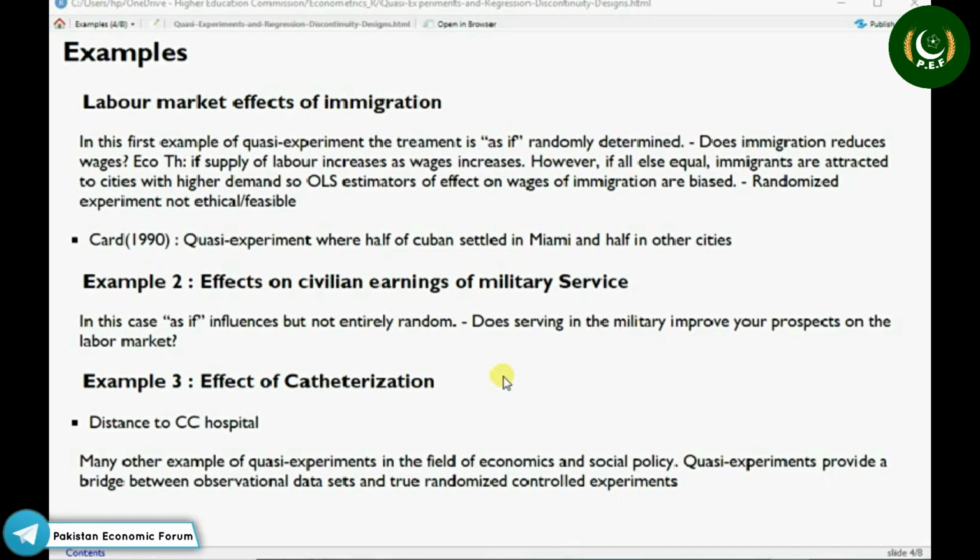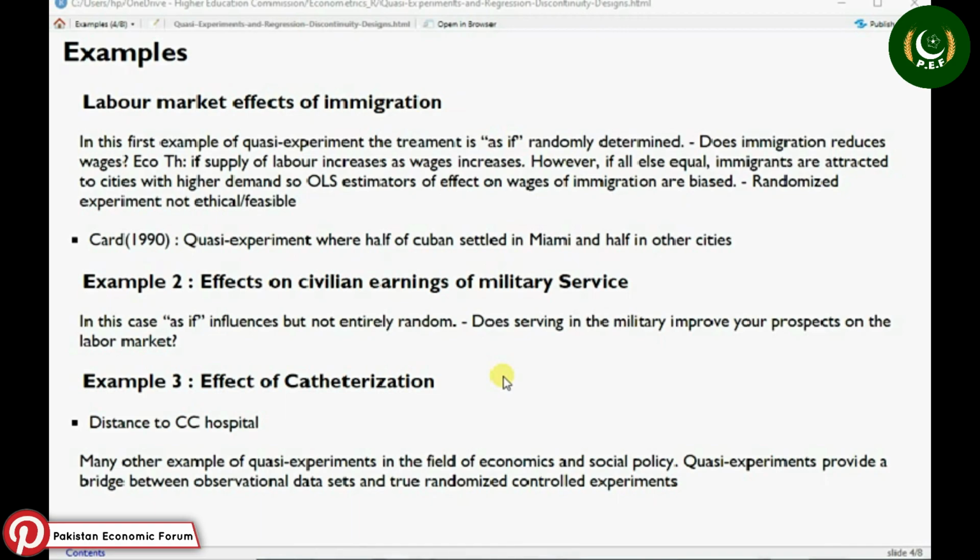In this first example of quasi-experiments, the treatment is as if randomly determined. Does immigration reduce wages? Economic theory suggests that as wages increase, labor supply increases. However, all else equal, immigrants will be attracted to cities with high demand, so the OLS estimate of the effect of immigration on wages is biased. So you cannot have a randomized controlled experiment in this case, where you distribute immigrants to one city and others to another city. Neither is it physical nor is it ethical.